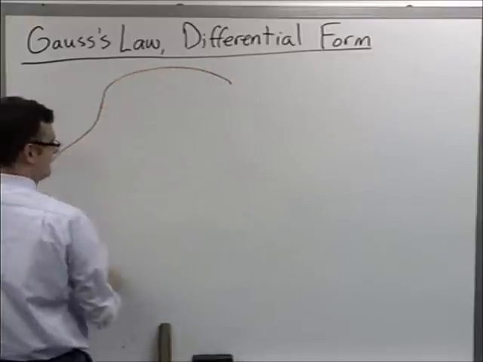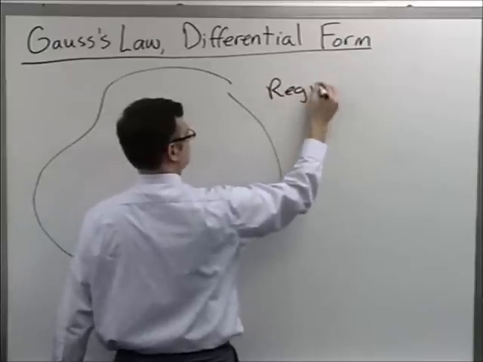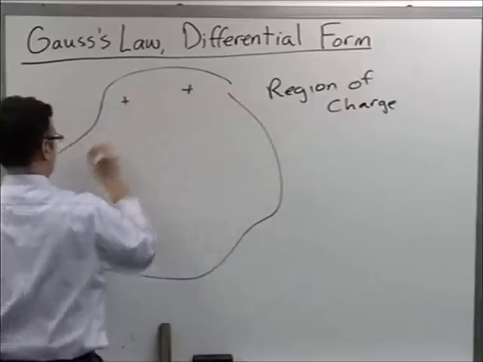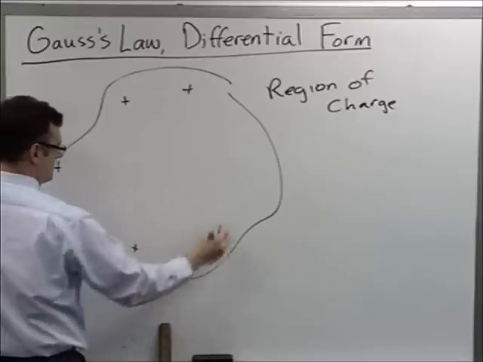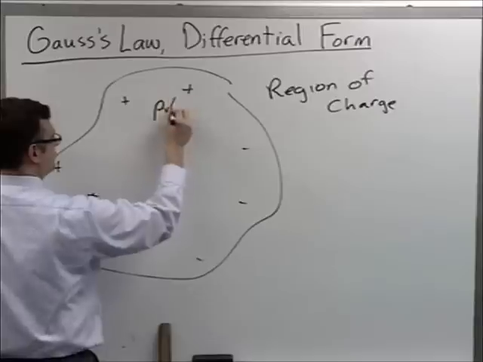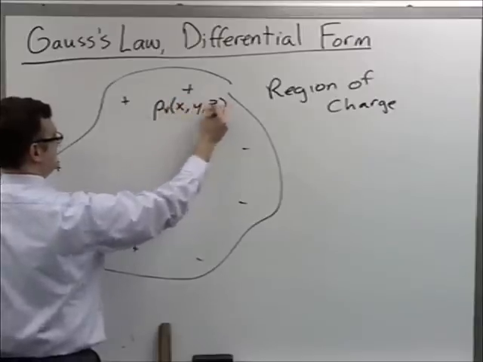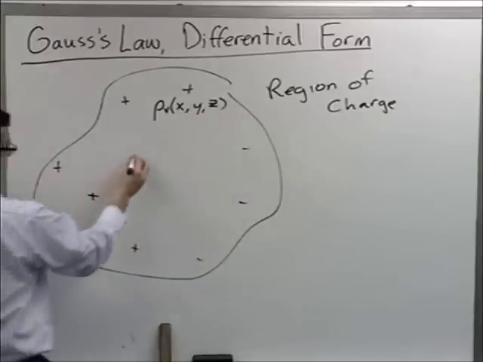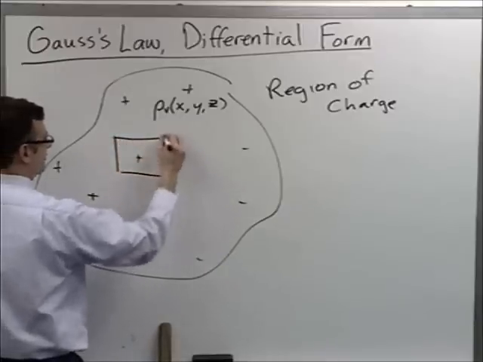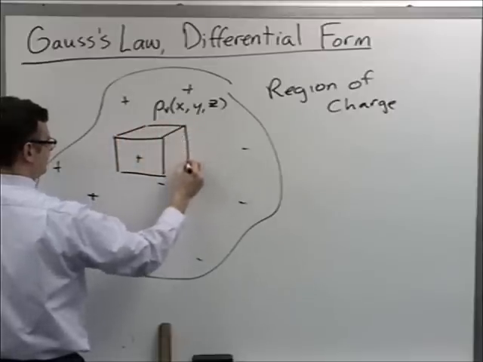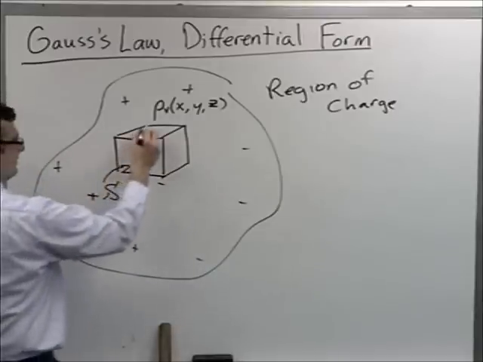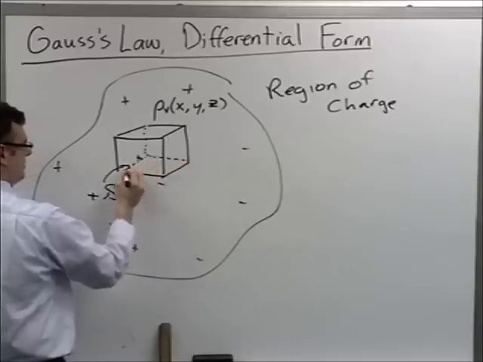Let's say I have this region of charge. There are charges all over the place. Maybe there are some negative ones over here, some positive ones. It's described by a volume charge density as a function of x and y and z. And I'm going to take a small rectangular prism, and this is going to be my surface area. I draw this with remarkable 3D precision.